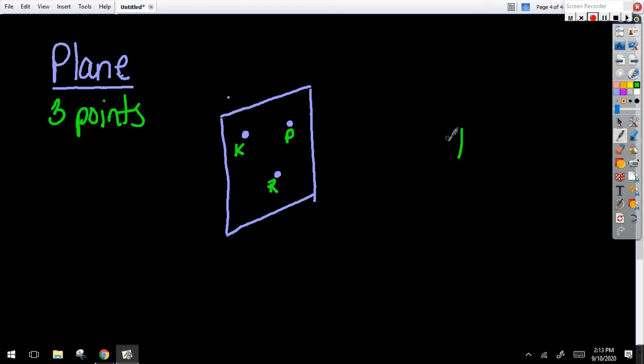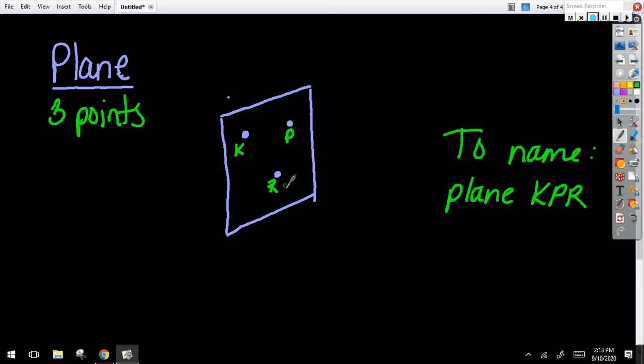So we would name this plane KPR, or we could do PRK, or we could do RPK. Any combination of those letters is absolutely fine. Now if you wanted to name this, let's say Y, then we could name this plane Y. This time it's a capital letter. Y is capitalized instead of lowercase, letting us know that it's a plane.